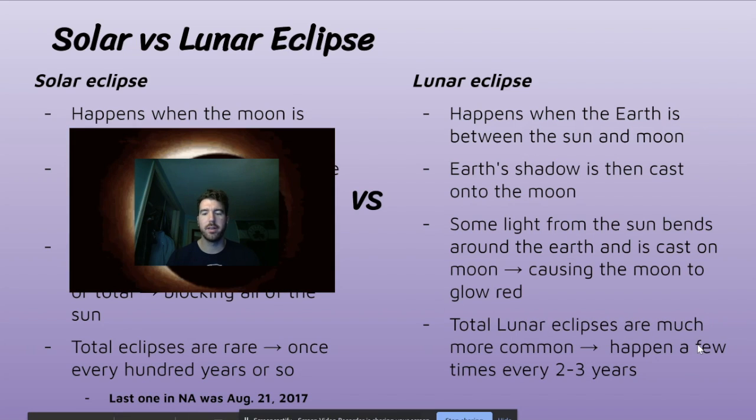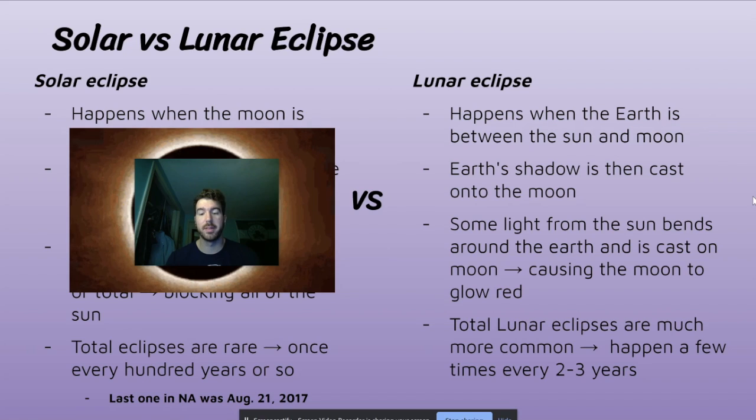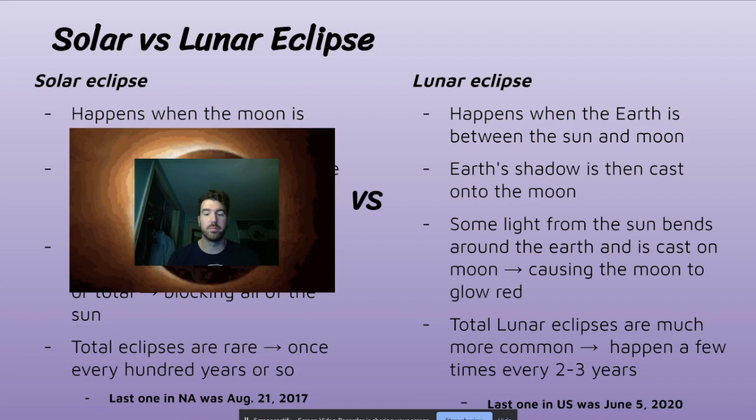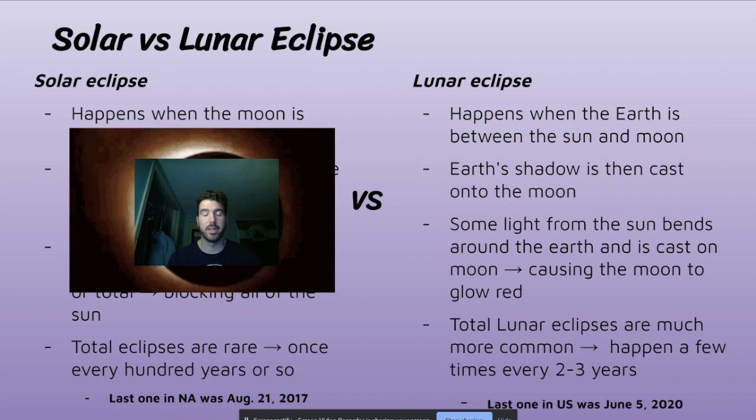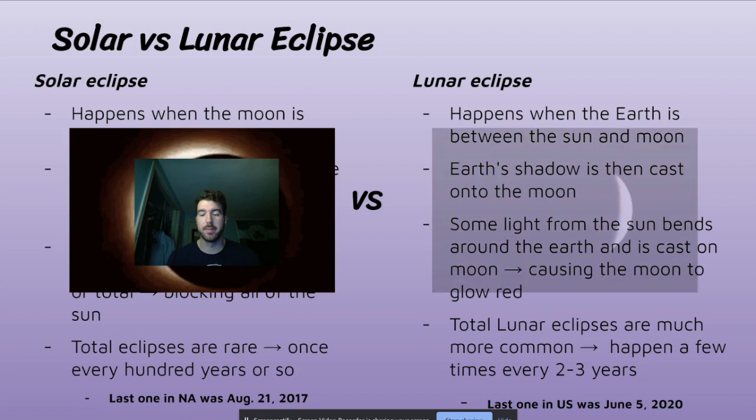Okay, so total lunar eclipses are much more common, and they happen every 2 to 3 years. And our last lunar eclipse was actually a couple months ago, and it was June 5th, 2020.